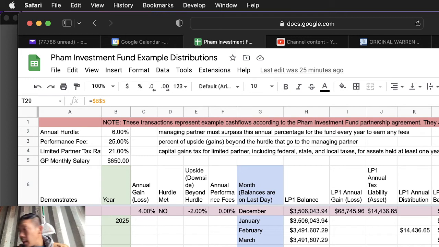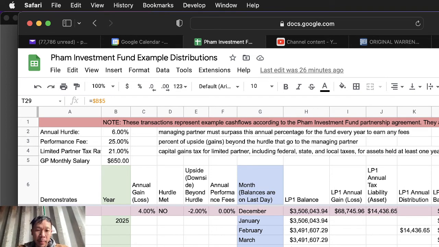this year we exceed the hurdle. Excuse me. And this year we'll also demonstrate what it looks like when LP2 adds an additional $1,000, LP1 withdraws $1 million at the end of the year. So let's say this was a really good year. We had 14% gain. We met the hurdle. The upside is 8%, and so 25% is 2% goes to the general partner. Again, the annual gain and tax liability of LP1 is shown here, and they take out a distribution of $1 million.